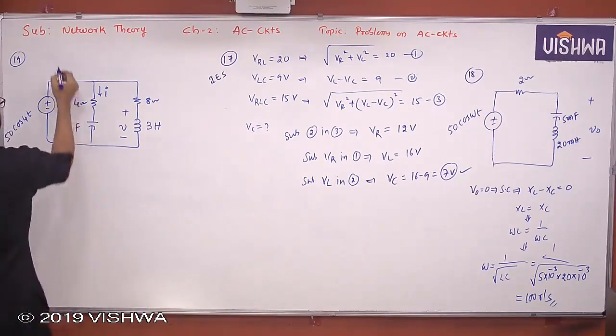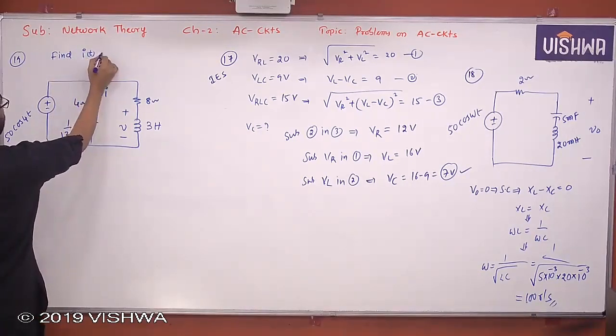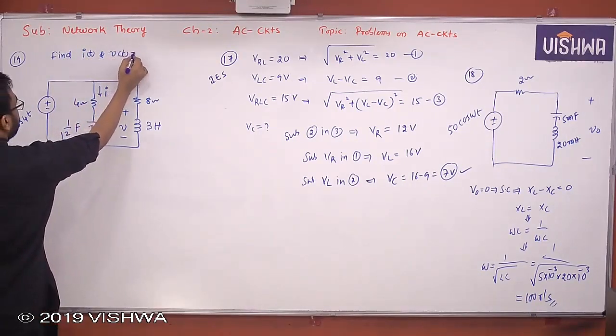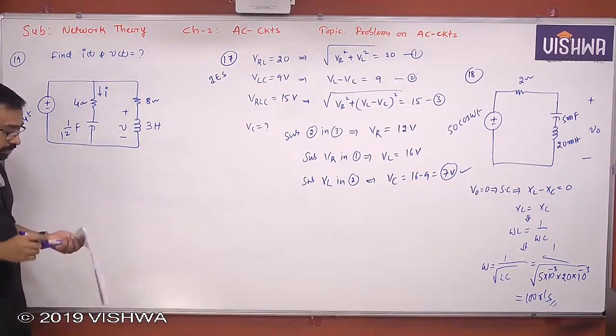Okay, it's just asking: find i of t and v of t. That's it. That means he's asking for the response in the time domain. Okay.